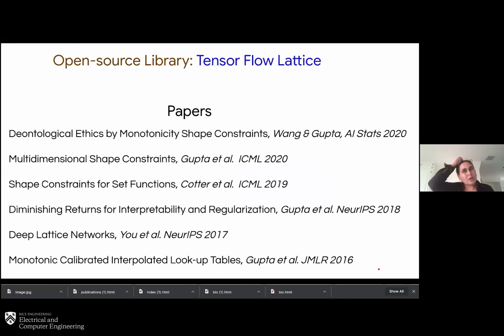Okay, so everything I talked about is available in this open source library. There's really great tutorial documented stuff, so you can just go through and play with some of this yourself and build on it if you want. And these are some of the papers that I talked about today. And I'll open up for questions. Thanks.